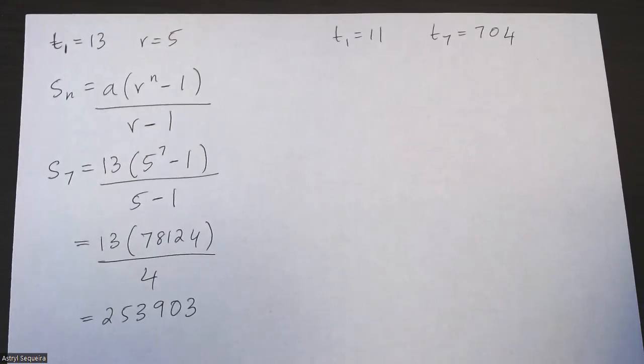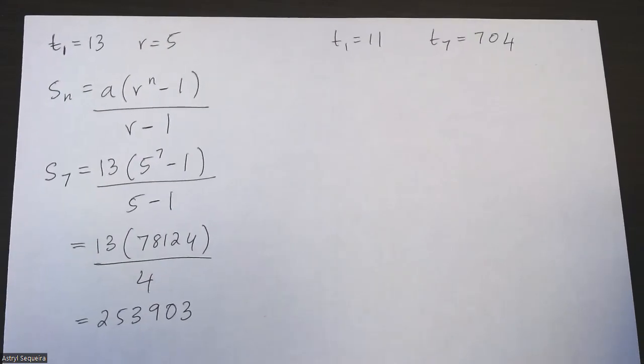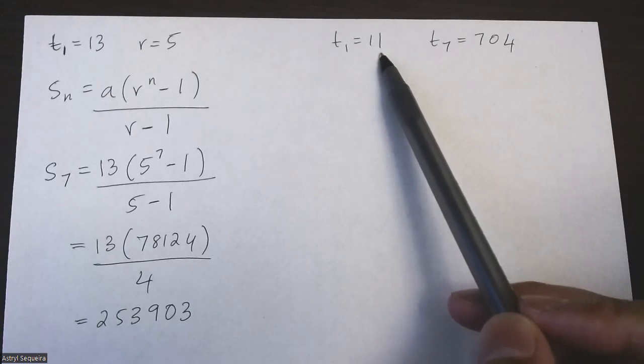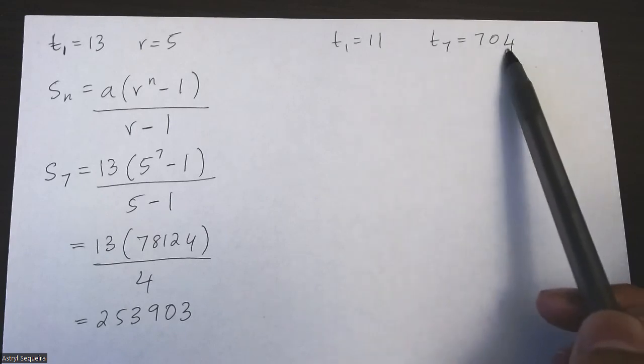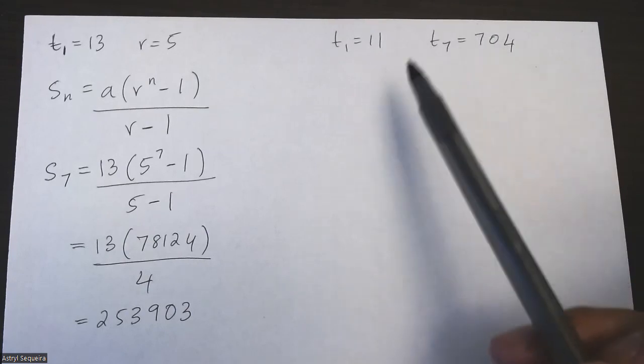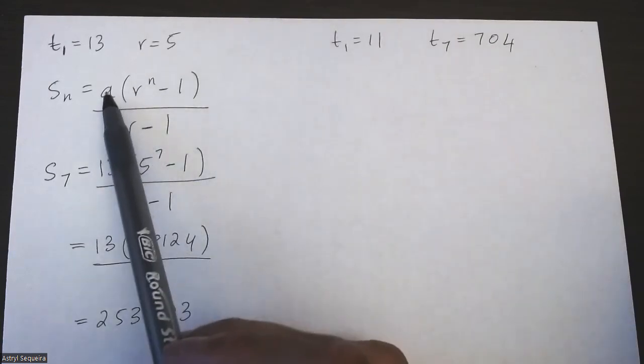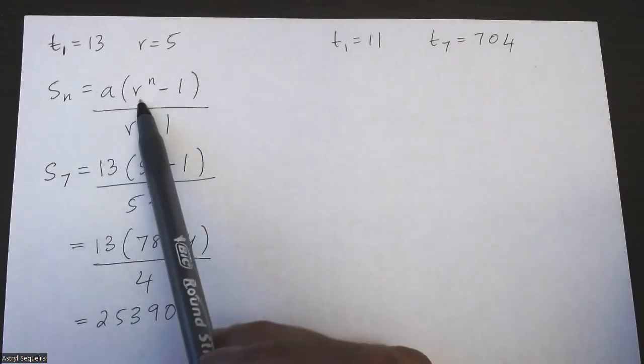Let's take a look at the second one, which is going to be a bit more difficult now. We're given the first term equals 11, and the seventh term is 704, and we need to find the sum of the first 7 terms. The problem is we can't use this formula straight away because we don't know what the common ratio is here.